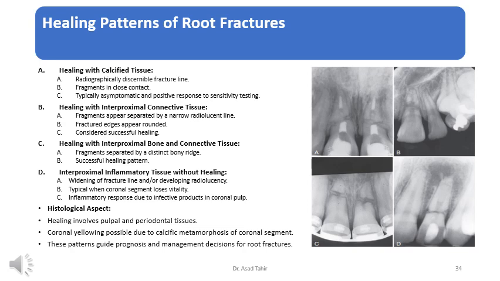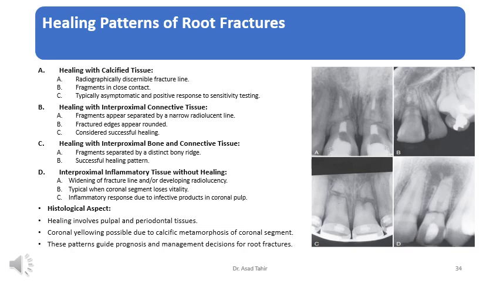Healing with interproximal connective tissue. Fragments appear separated by a narrow radiolucent line. Fractured edges appear rounded. Considered successful healing. Healing with interproximal bone and connective tissue. Fragments separated by a distinct bony ridge. Successful healing pattern. Interproximal inflammatory tissue without healing: widening of fracture line and/or developing radiolucency. Typical when coronal segment loses vitality. Inflammatory response due to infective products in coronal pulp.